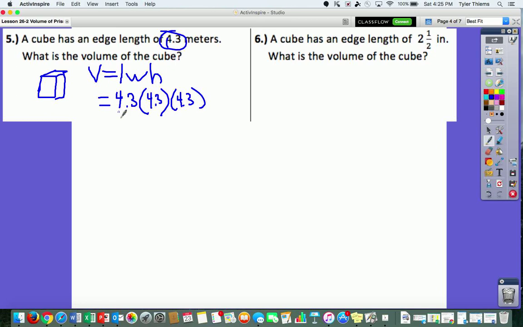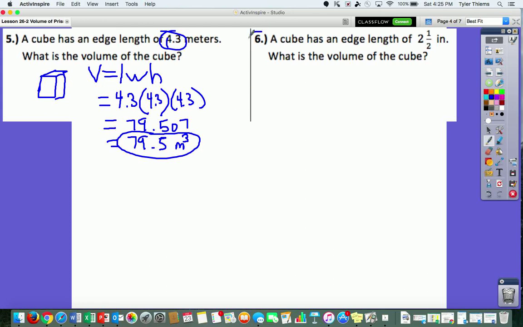So when you multiply 4.3 times 4.3 and you use your calculator, you should get 79.507. Round this to the nearest tenth again, and this one would just remain 79.5, and this is meters cubed, or cubic meters. So your final answer would be 79.5 cubic meters as the volume that cube takes up.